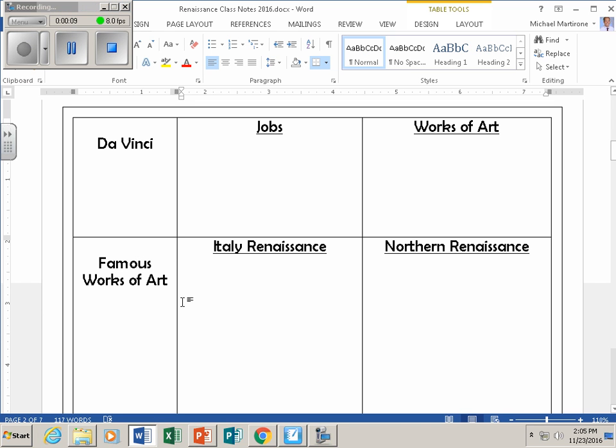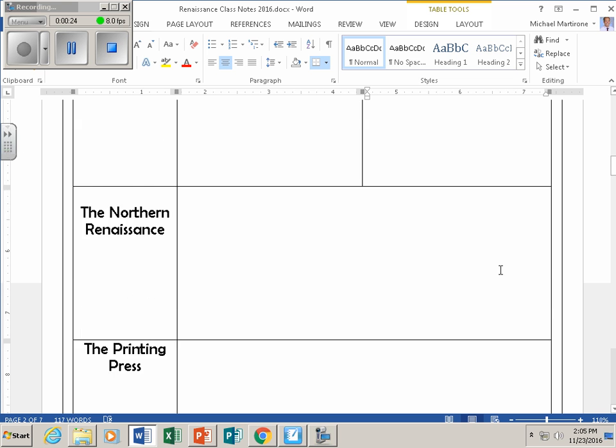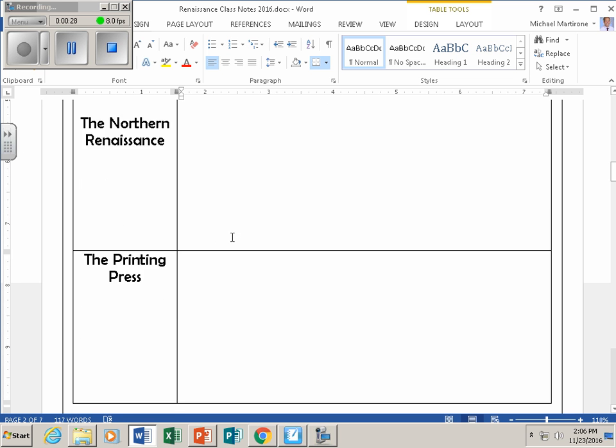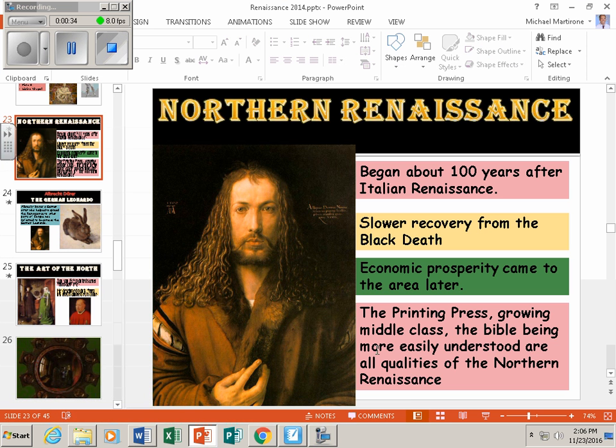In your Cornell note guide, you should be up to this point in your notes. We left off talking about Leonardo da Vinci, his jobs, and his major works of art. Two weeks ago, we did the works of art for the Italian Renaissance and the Northern Renaissance in our art gallery, so you should have that done. And in this video, we're going to complete the Northern Renaissance. In your next video, I'm going to give you an overview of how the printing press shaped the culture of Europe. So let's take a look.